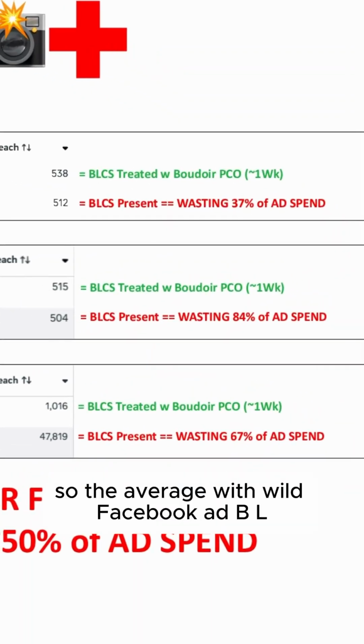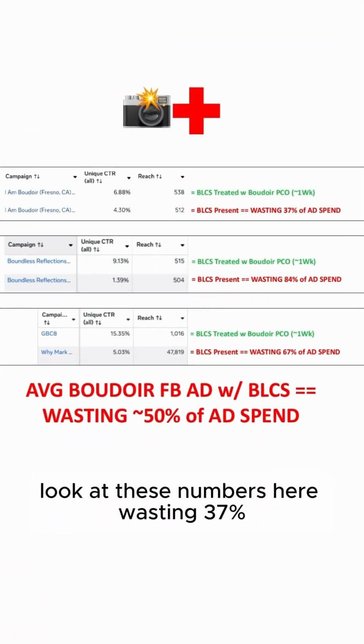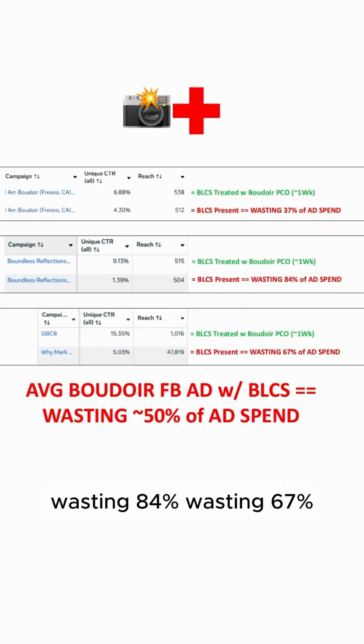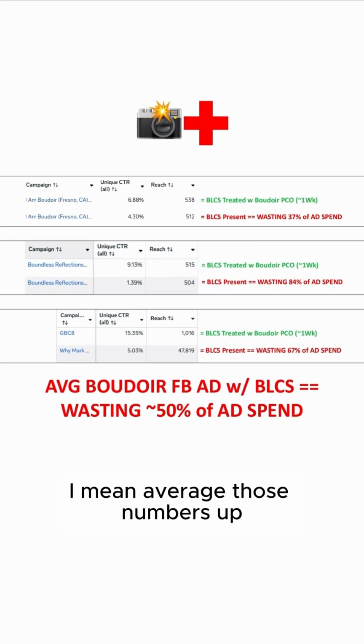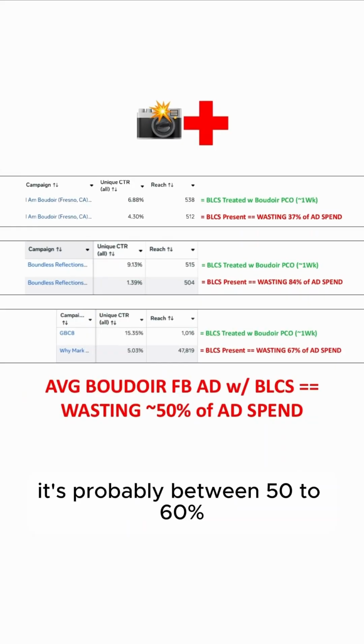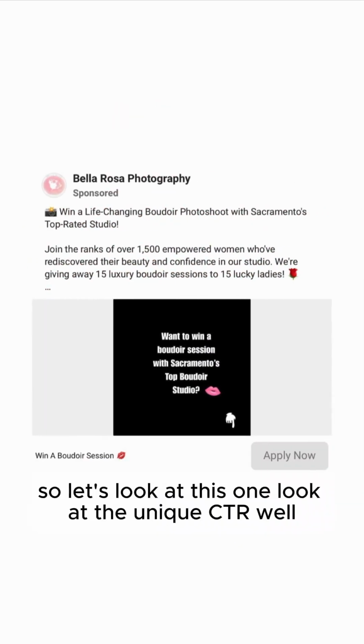So the average Boudoir Facebook ad with BLCS is wasting about 50% of its ad spend. I mean, look at these numbers here: wasting 37%, wasting 84%, wasting 67%. I mean, average those numbers up, it's probably between 50 to 60%. So if they're spending 10 grand a month, approximately 5K every month being wasted that we can eliminate. So let's look at this one.